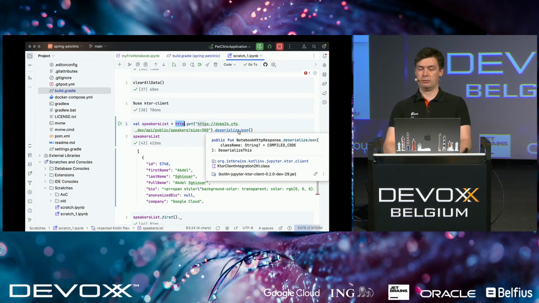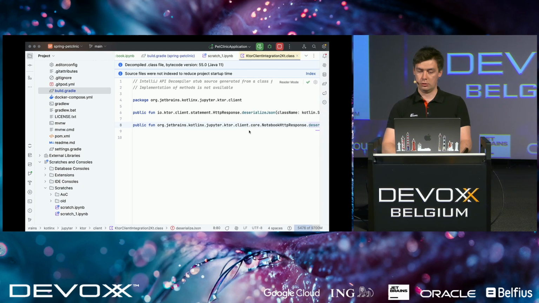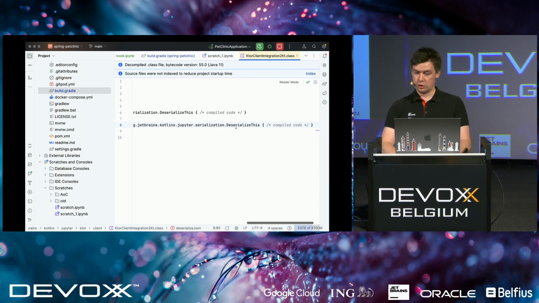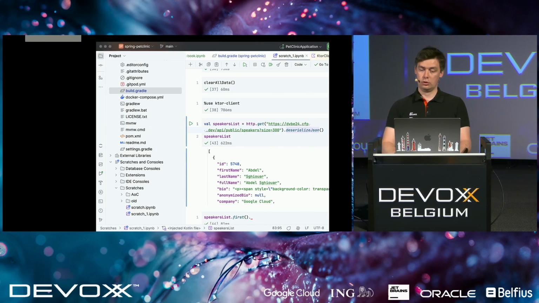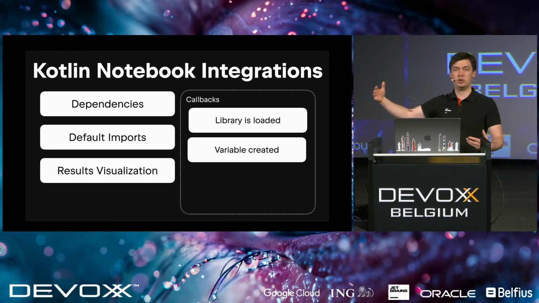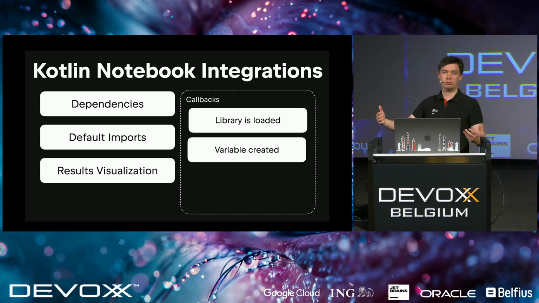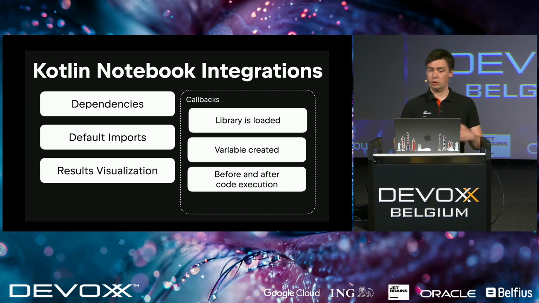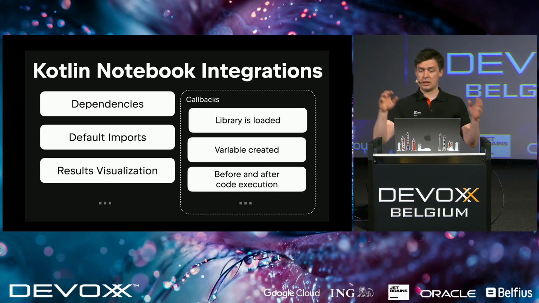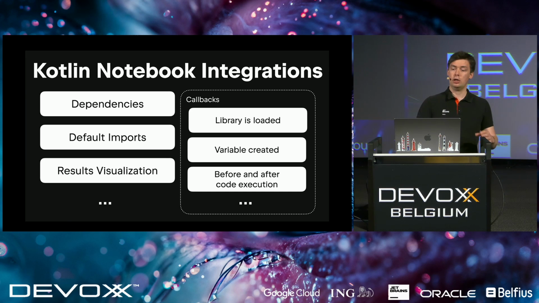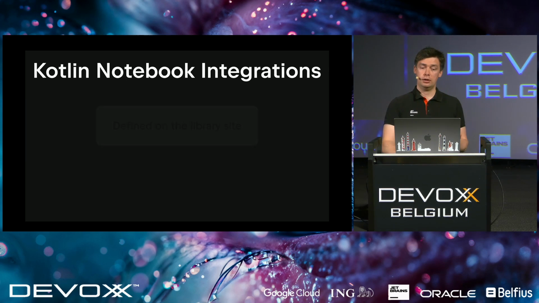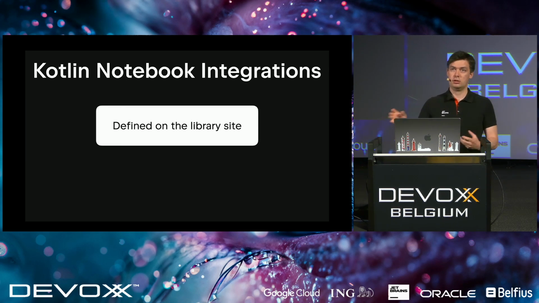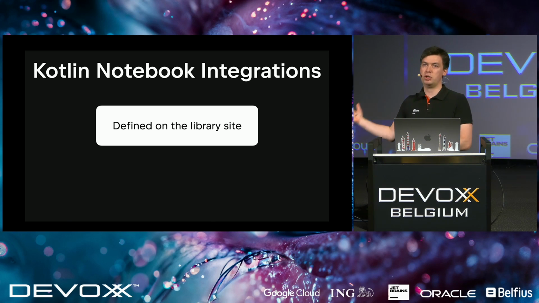Then we have a callback on creation of every variable, and that's how this magic with deserialized JSON works. When it sees that a variable of this type is created, it runs the generation process and substitutes this variable with the actual type. And also there are callbacks before and after code executions and many, many more. And it's all defined on the library side. It's a feature of this particular library.